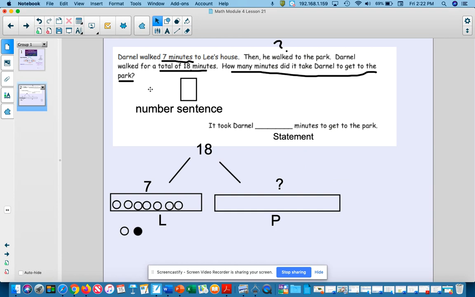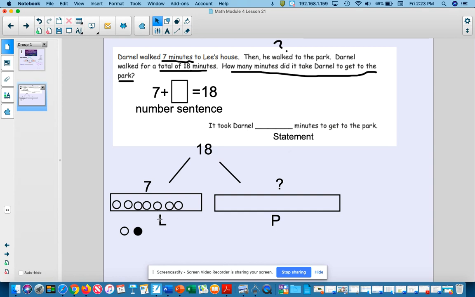So let's start to build a number sentence up top. So we have 7 plus, so in our number sentence, we have 7 plus a mystery number, and we're going to have that equal 18. So this is what we know so far. We have 7 plus a mystery number equals 18.